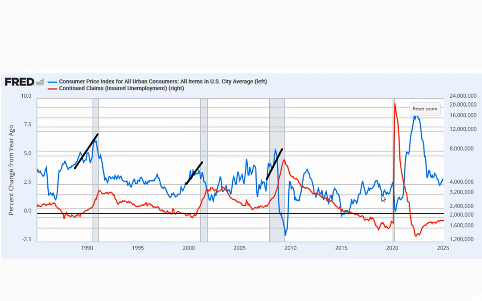And here, the self-imposed shutdown of the economy. Again, we had inflation turn back up. Continued claims rising into the recession. Rising continued claims, and you have rising inflation simultaneously. With the CPI, you get a recession signal.